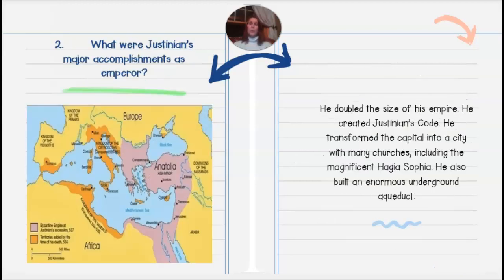Question number 2. What were Justinian's major accomplishments as emperor? He doubled the size of his empire. He created Justinian's Code. He transformed the capital city into a city with many churches, including the magnificent Hagia Sophia. He also built an enormous underground aqueduct. And you can take a look at this map. You can see the Byzantine Empire. Okay, and then by the time of his death, the Byzantine Empire also included this area here.